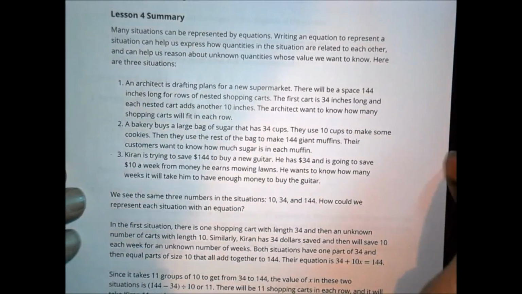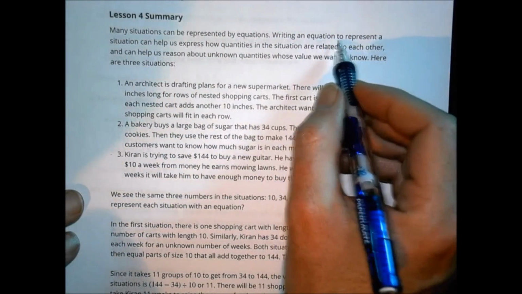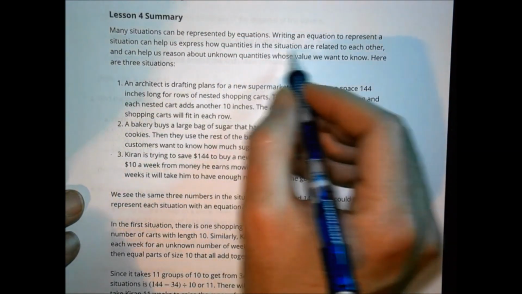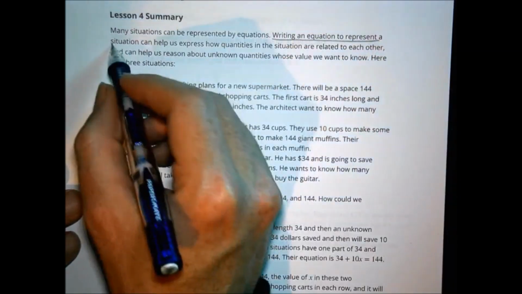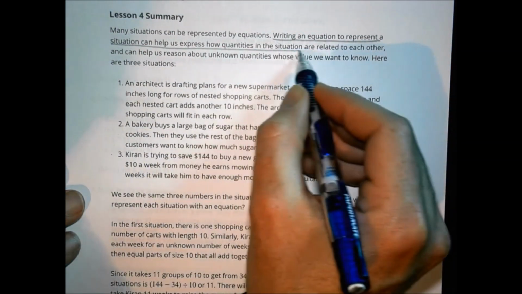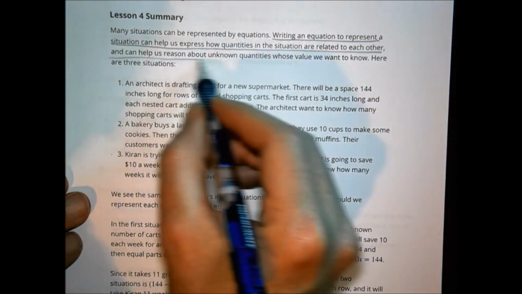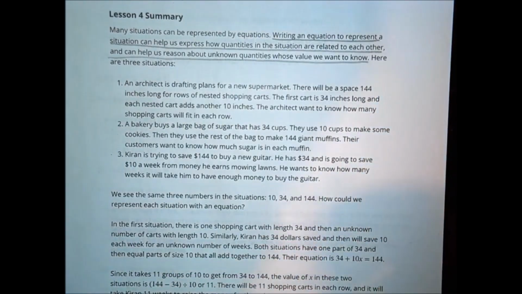So in summary, it says many situations can be represented by equations. Writing an equation to represent a situation can help us express how quantities in the situation are related to each other. And that's really the key takeaway here. We write an equation to help us show how the quantities are related to each other. And they can help us reason about unknown quantities whose values we want to know. And that was the idea with today's activity there.